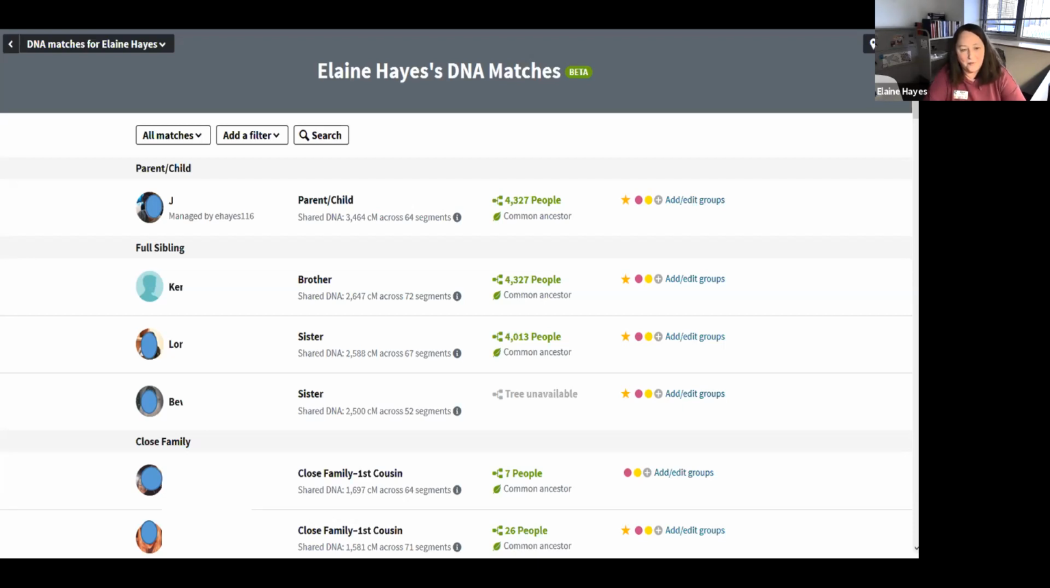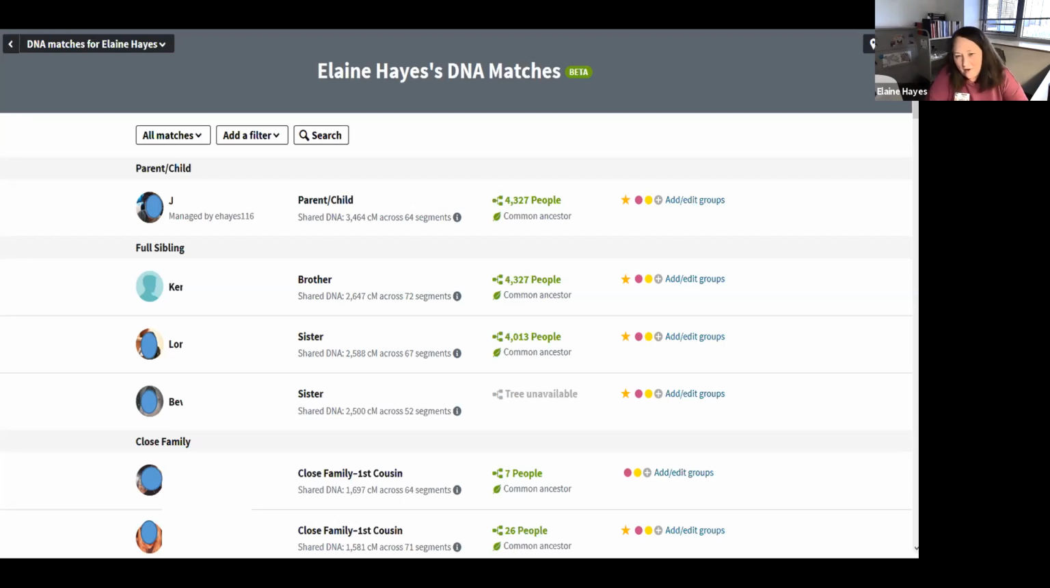If you look below under close family, these are actually my nieces, and they have less DNA in common with me, which is part of how Ancestry figures out that it's not a brother or sister or a daughter, that this is actually my nieces. It's in the range of close family to first cousin, and they have different family trees.